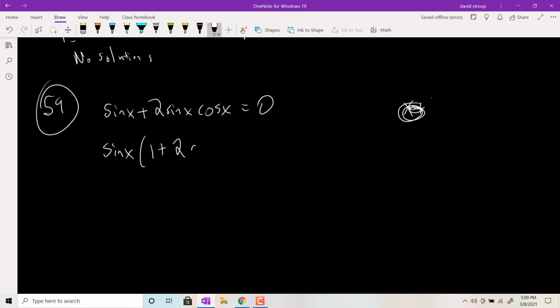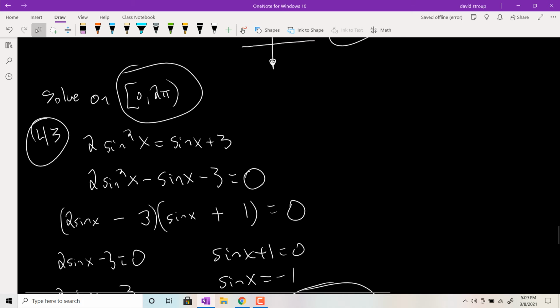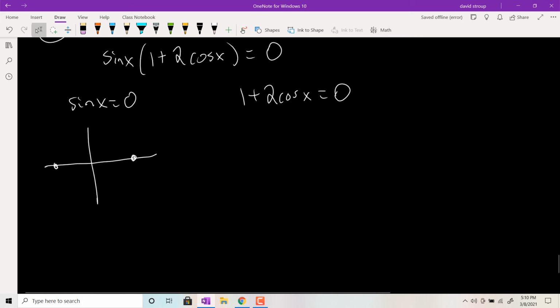So this would be sine x times 1 plus 2 cosine x equals 0. And then you set each part equal to 0. Sine x is 0, and then 1 plus 2 cosine x is equal to 0. And then you solve those in the appropriate range. So where is sine of x equal to 0? That happens at 0, and that happens at pi, and then at 2 pi, but we don't include 2 pi, right? You see that open parenthesis on 2 pi, we don't include it. So just x equals 0, and then x equals pi.